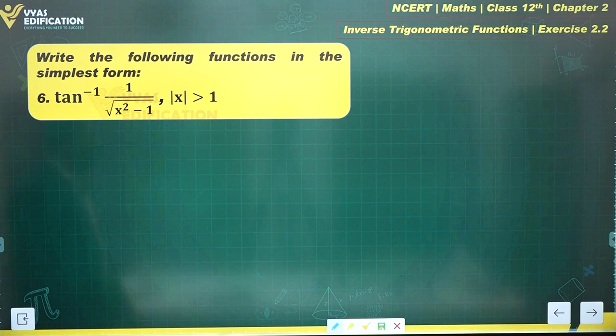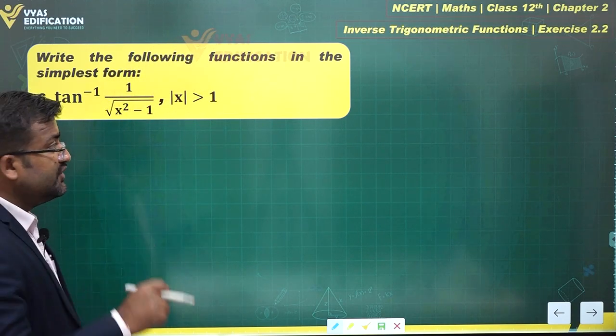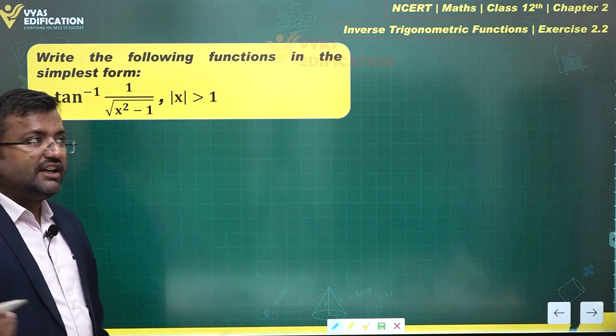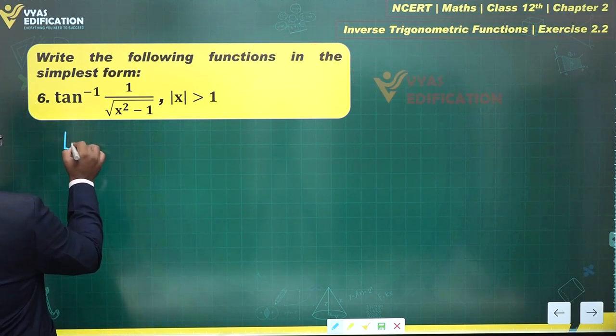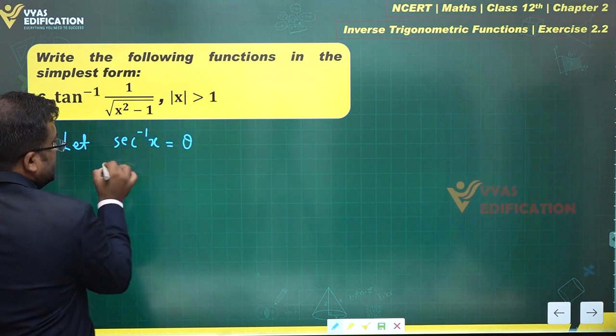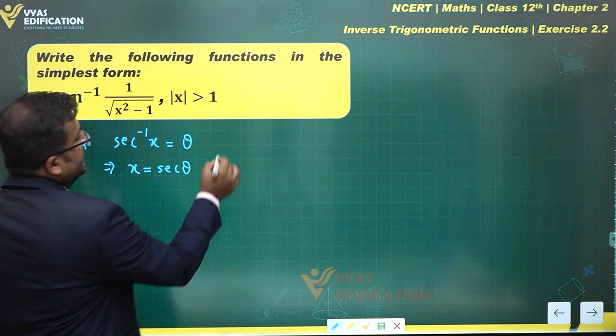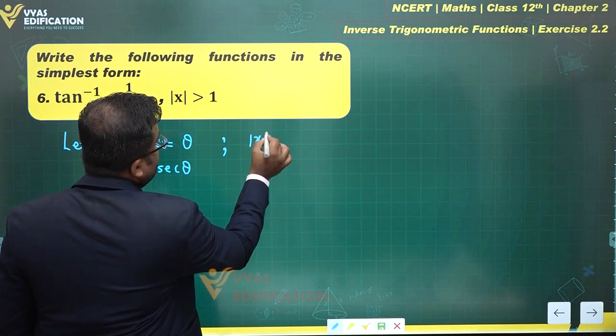Why not do that? Let's try and solve this one. So the substitution that we will make is x equals sec theta, or sec inverse x equals theta, which gives me x equals sec theta. The condition that we are given is mod x greater than 1.